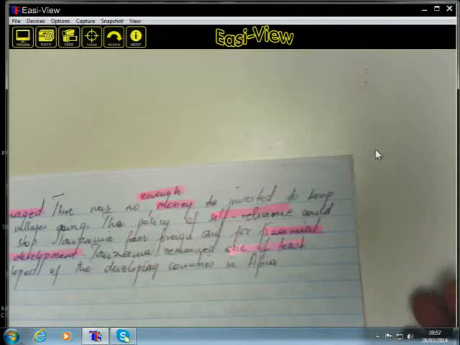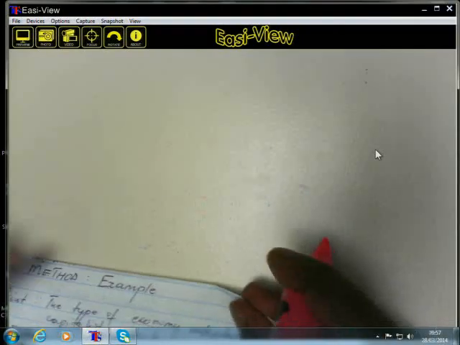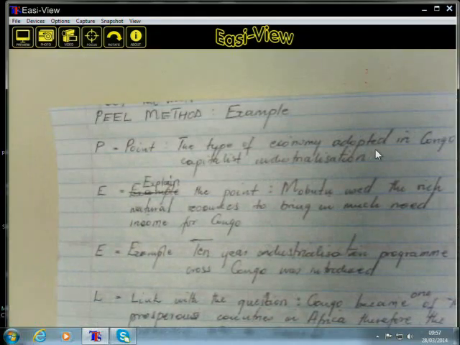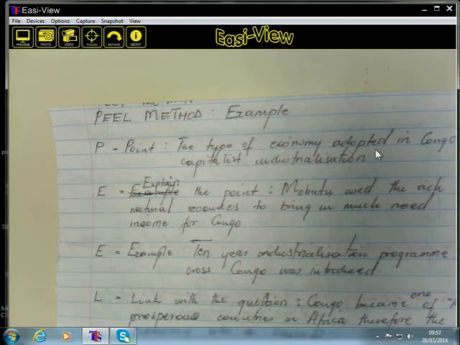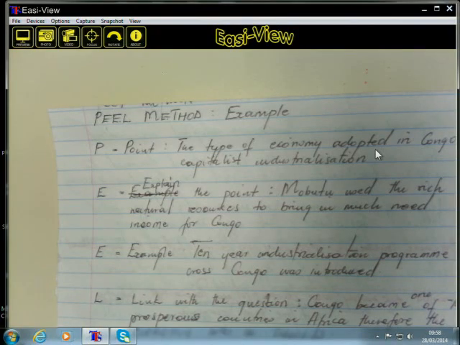So, lastly, learners, you must remember that in writing this comparative case study, you have to use what we call the PEEL method. By PEEL method, we mean that P stands for point, the first E, you explain the point, the second E, you give example, and the last letter, L, means that there must be a link with the question.